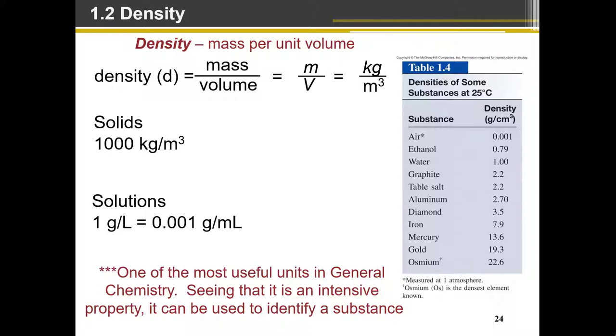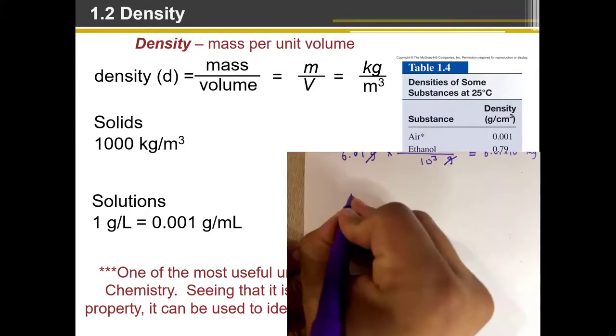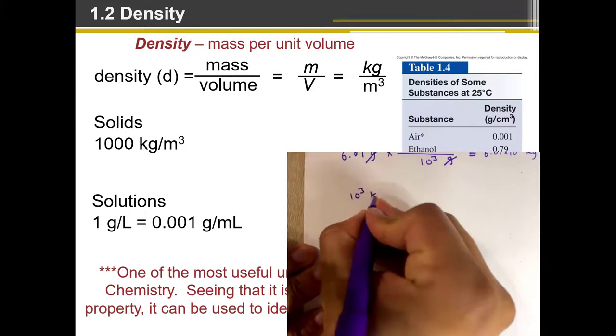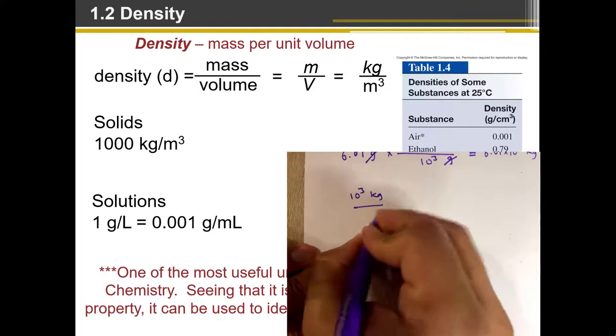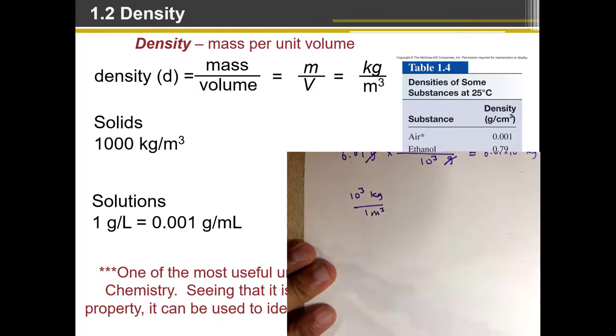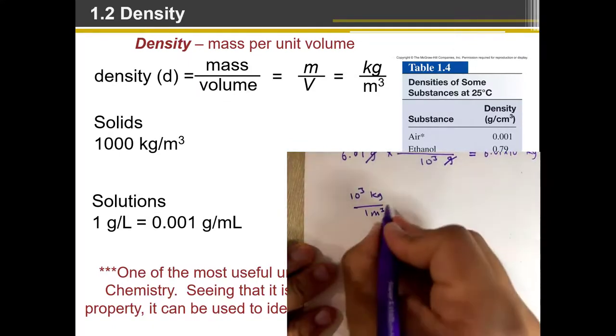So it will have a derived unit of the unit of mass divided by the unit of volume. For solids, that's going to equal 1,000 kilograms per cubic meter. But luckily, we can simplify this unit to a simpler one, because 1,000 kilograms per 1 cubic meter, and you use the SI prefixes to simplify this.